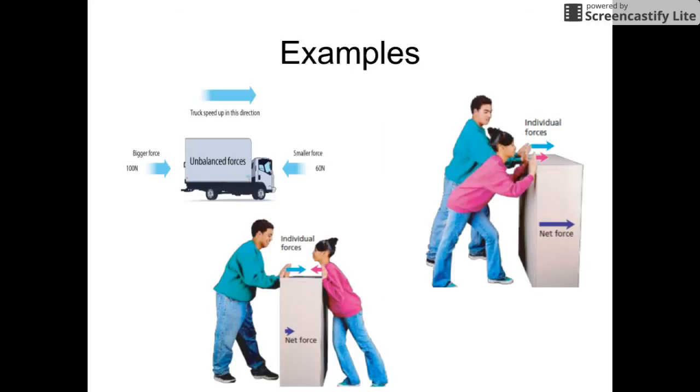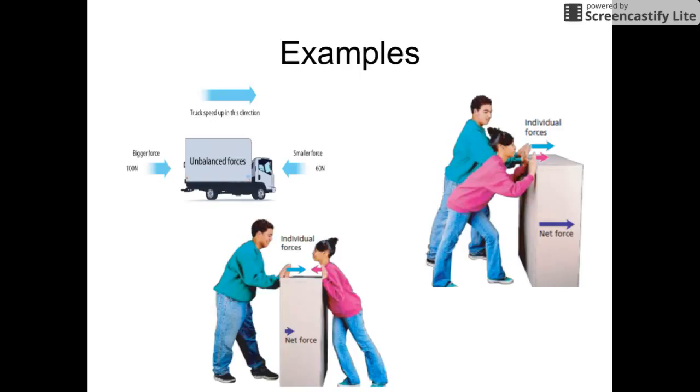Examples: cars driving down the road. The force of them going forward is stronger than the force of the road and the friction pulling back on it, resisting that forward motion. If we have two people that are unequally balanced, we're going to have two forces that are not the same. The stronger force will be the direction the object will move.